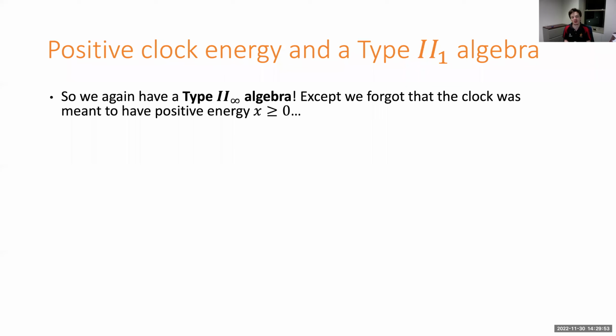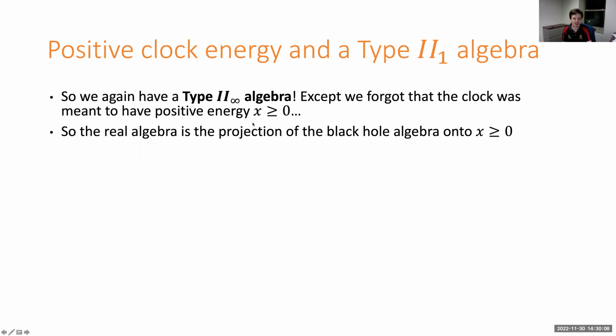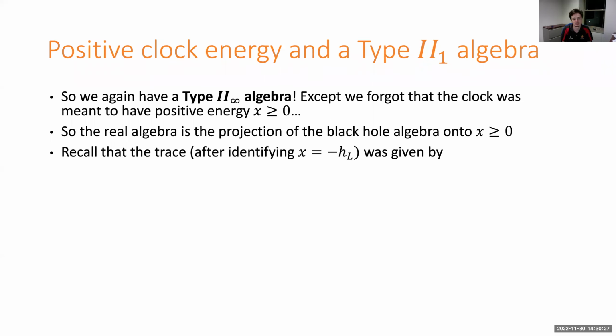Except for one thing, we forgot that the clock was supposed to not be allowed to have arbitrarily negative energy. It was supposed to be bounded from below. It can be convenient to just take it to be bounded from below by 0 energy. Okay, so really X shouldn't be going from minus infinity to infinity. It should be going from 0 to infinity. The real algebra is just a projection of this type II infinity algebra we had for the black hole onto X being greater than or equal to 0. Okay, that's a well-defined algebra. You can show that it's a von Neumann algebra. The previous one's a von Neumann algebra.